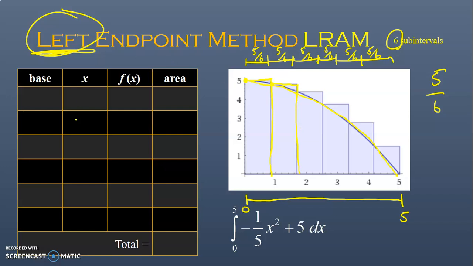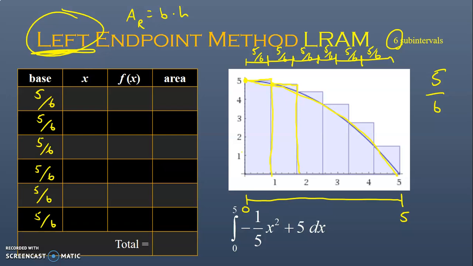Now you'll see this table, which is just a way to organize our information. So by base, we're talking about the base of a rectangle. If we're saying that the area for a rectangle is base times height, the base is the distance along the bottom. So if we have 6 intervals going from 0 to 5, the base would be 5/6 for all of our intervals. Now the x value is which x value should we be using to draw our rectangle.